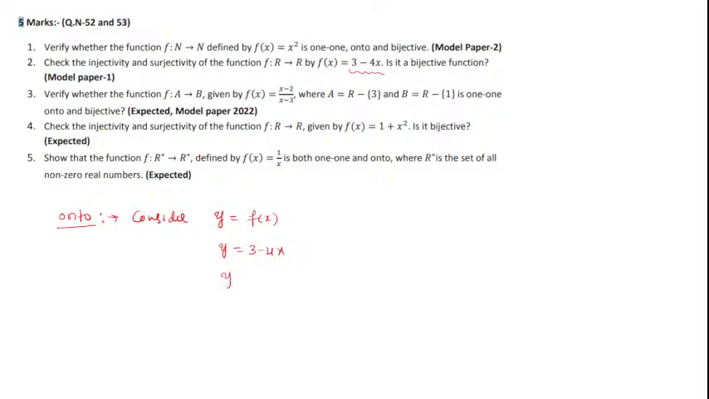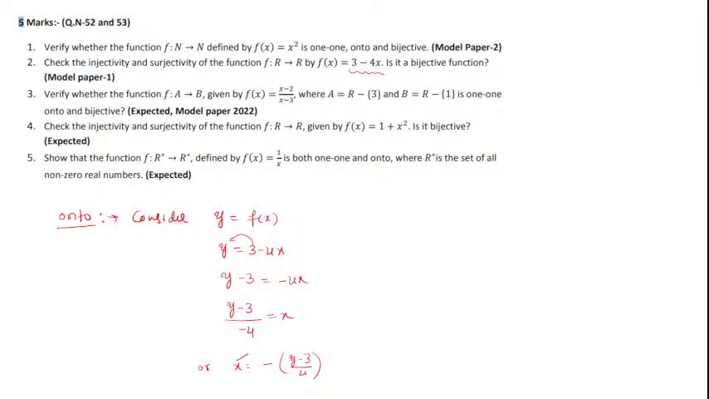So what happens? y plus 3, I will shift here, it becomes minus 3, that is equal to minus 4x, or y minus 3 divided by minus 4 is equal to x. In other words, I will get x equal to minus of y minus 3 divided by 4. Okay? See here, your x also belongs to the set of real numbers and your y also belongs to the set of real numbers.